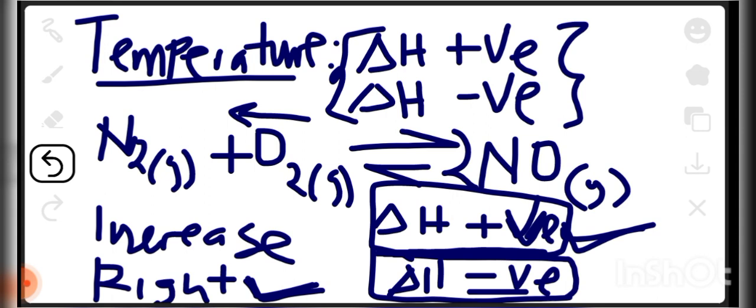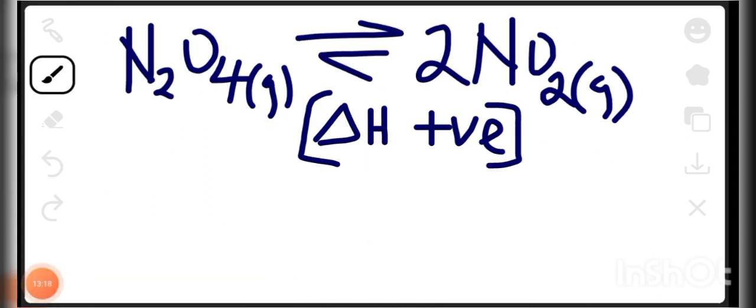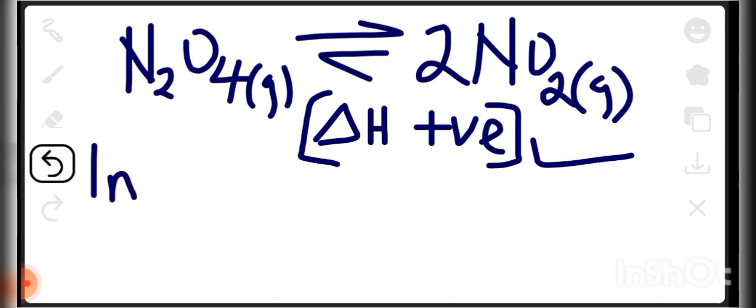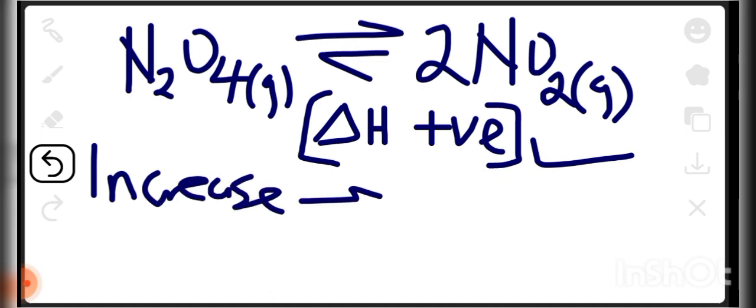It's very, very important. So let me look at another question under this temperature. For this particular reaction, you can check that delta H is positive. So that means the reaction is still endothermic. So if you increase temperature, let's say we increase temperature, the equilibrium position will shift to where?